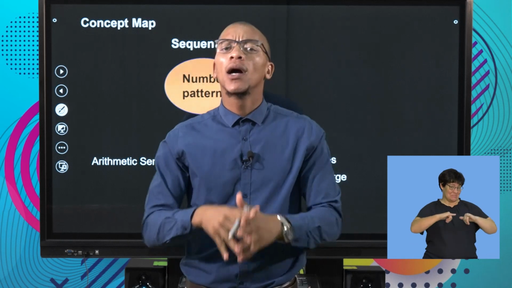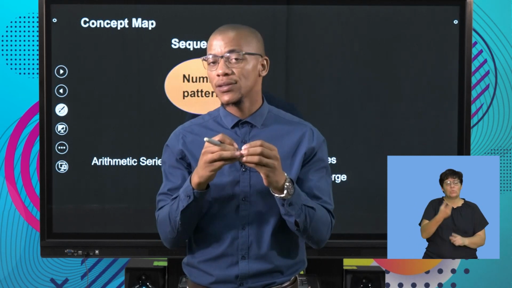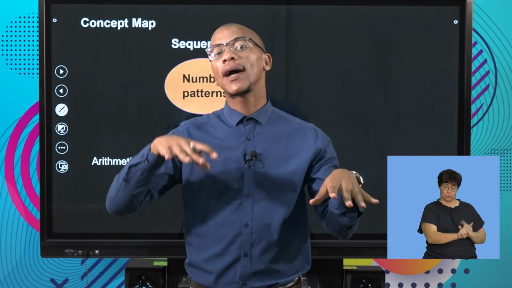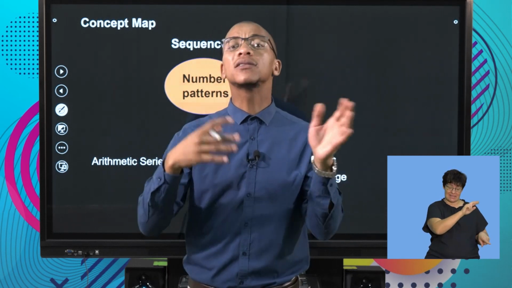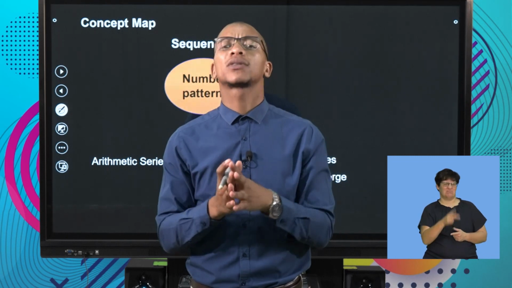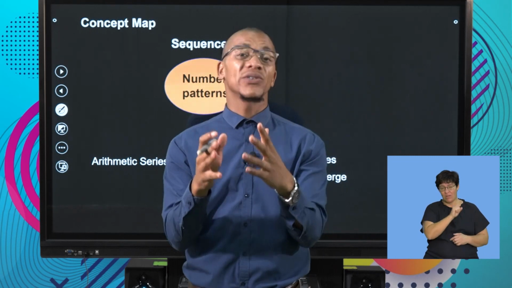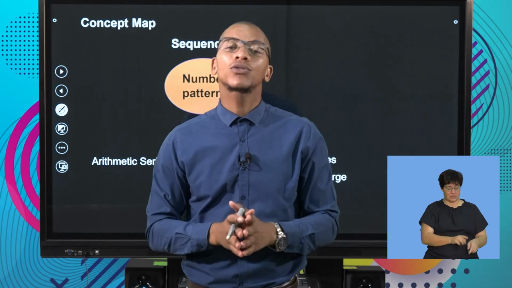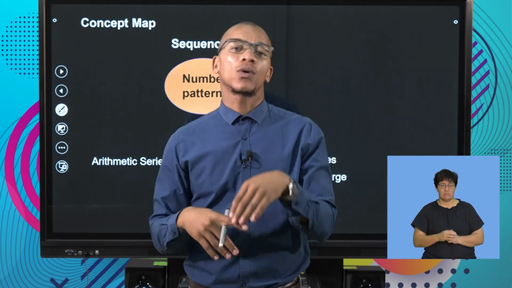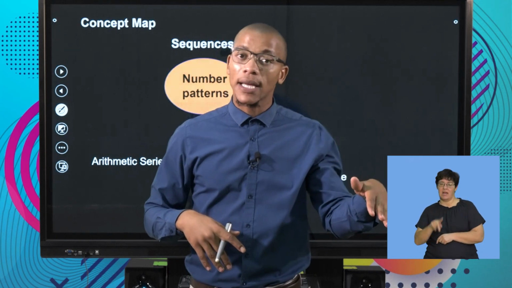So far, we've looked at a sequence, which is in two ways. It's either an arithmetic or a geometric, right? There is also the quadratic sequence, which we really did not look at because I know that one you are very clear with. And then we also went on to look at a series, which is also either an arithmetic or a geometric.